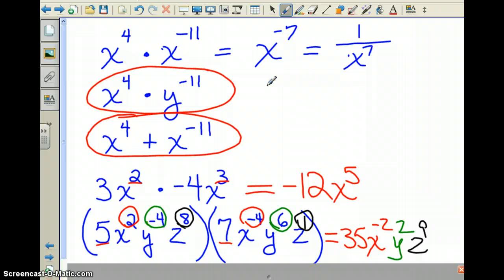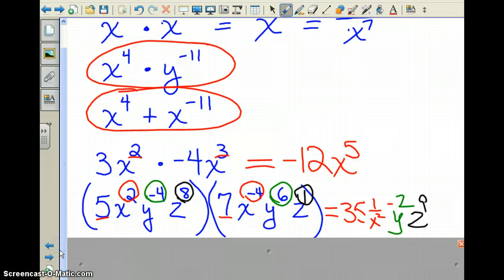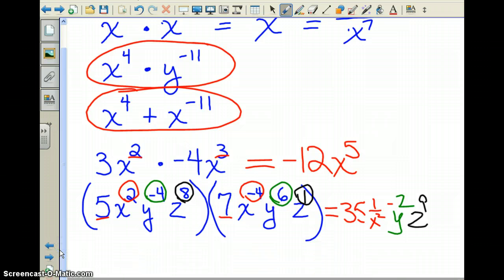And now technically here, using our negative exponent law, this x to the negative 2 could be rewritten as 1 over x to the positive 2. And then to put this in simplest form, we would have 35 y to the 2, z to the 9, and that x to the 2 is down in the denominator.